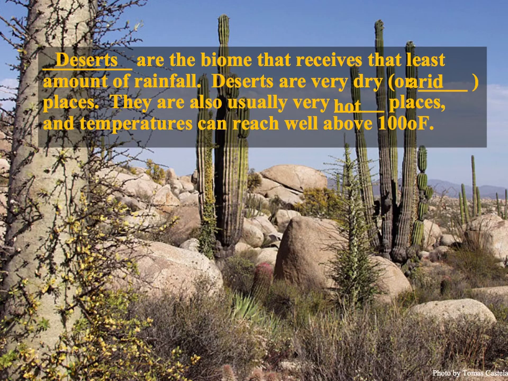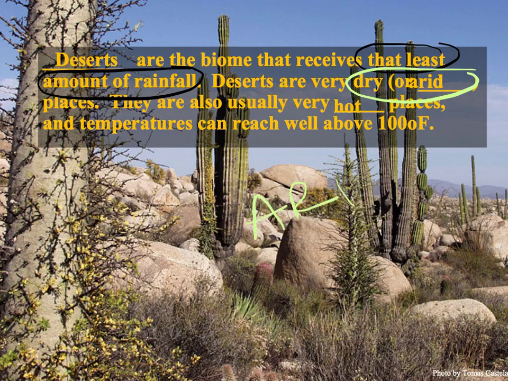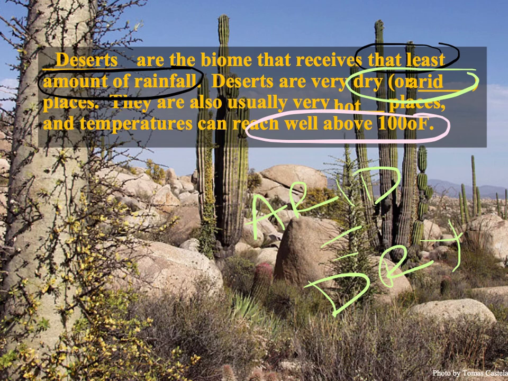Deserts are the biome that receive the least amount of rainfall, so that's your answer on your notes. Deserts are very dry or arid, so arid equals dry, like the deodorant. They are also usually very hot places, and the temperatures will reach well above 100 degrees Celsius. Well above 100 degrees.